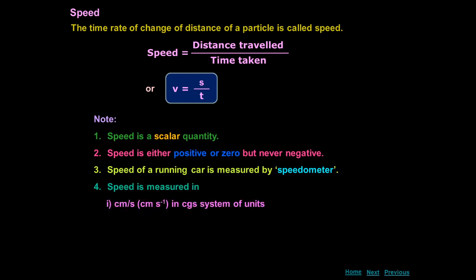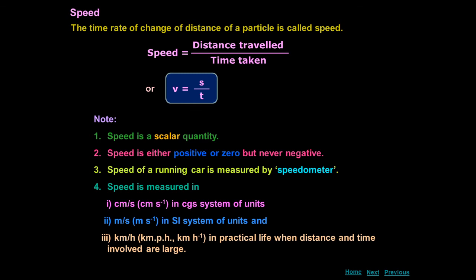In the CGS system its unit is centimeter per second, while in the SI system its unit is meter per second. Or if the distances are more and the time is large, then sometimes in our daily life we represent the speed in kilometer per hour. Generally the speed of a train or the speed limit you will find written near the road is in kilometer per hour, not in meter per second or centimeter per second.